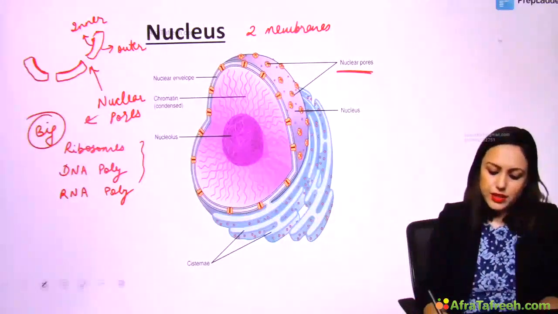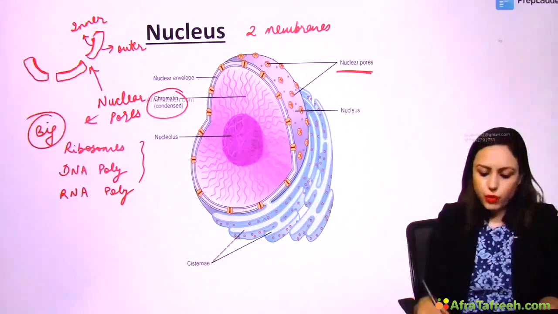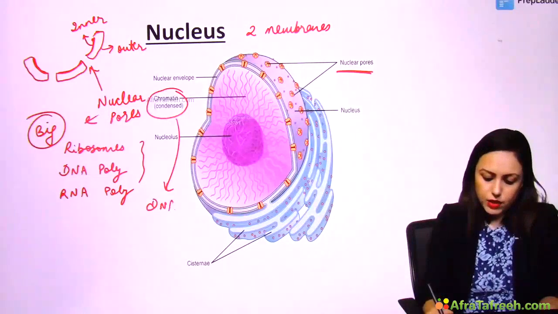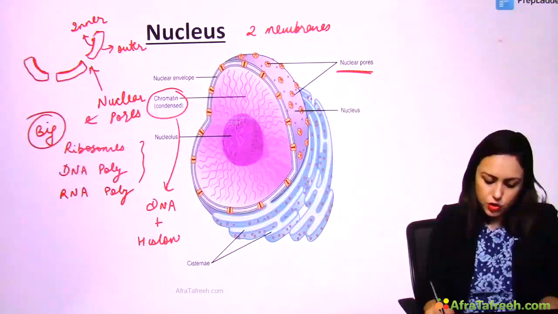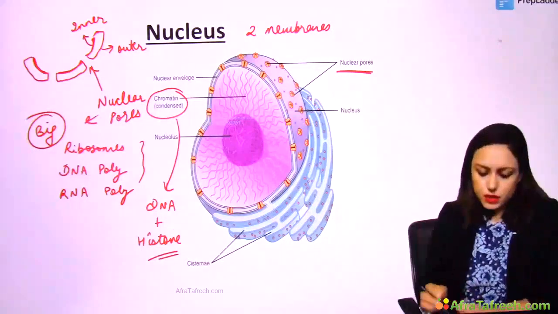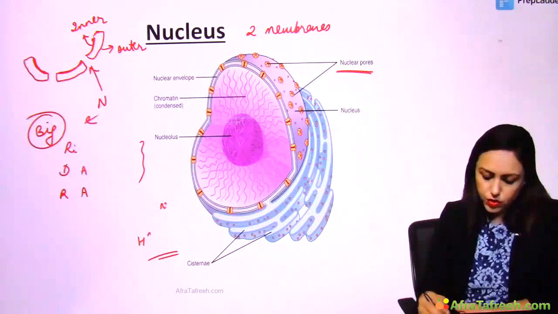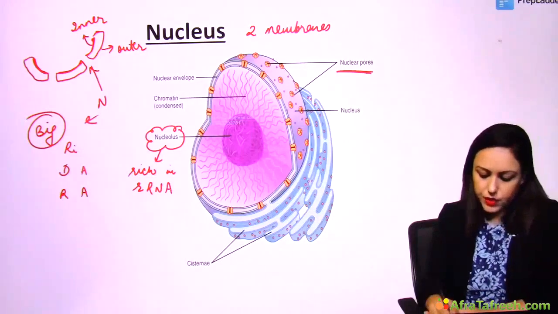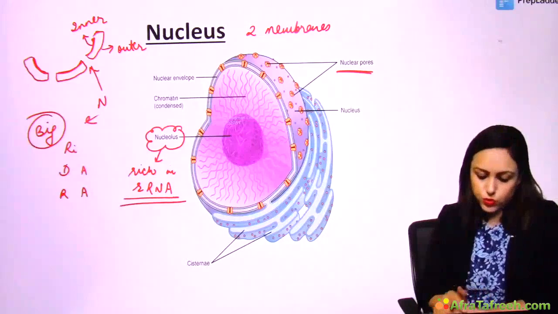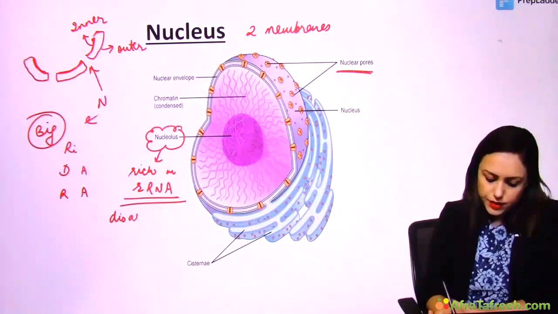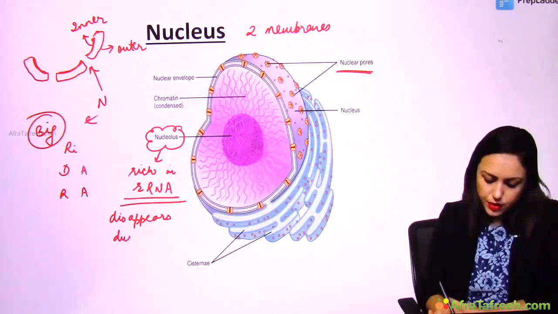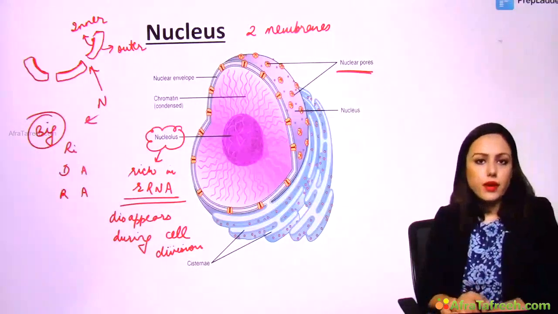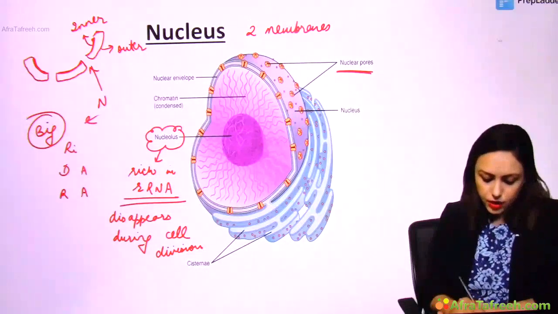Then the eukaryotic cell has proper condensed chromatin, which has DNA as well as histone proteins attached to it. Then there is a nucleolus, which is rich in rRNA, helps in the formation of ribosomes, and it disappears during cell division, right? So we are done with this organelle, the nucleus.